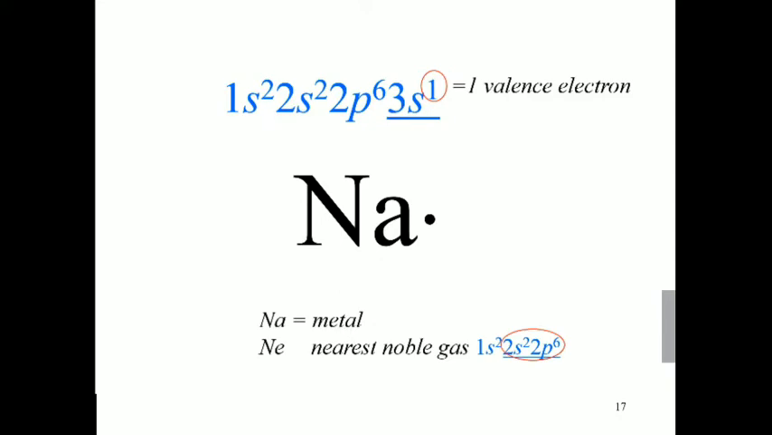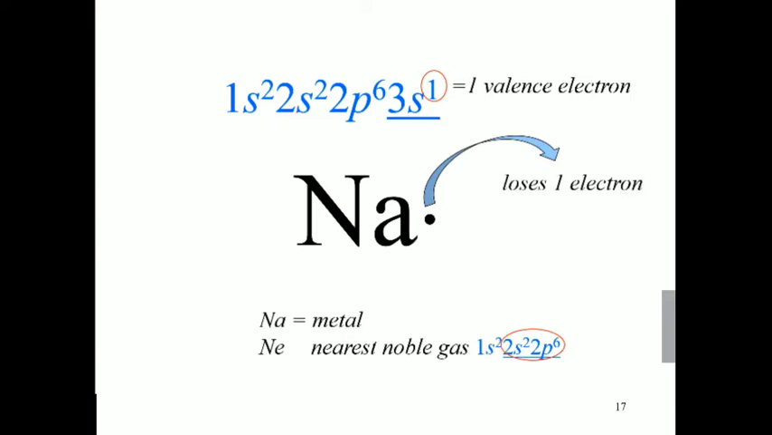So again, the nearest noble gas is neon. The configuration of neon is only up to 2p6. So as you can see here, sodium has an excess configuration 3s1. In order to become stable like neon, being a metal, it has to lose electrons. The question is, how many does it have to lose? The excess of 1 electron.